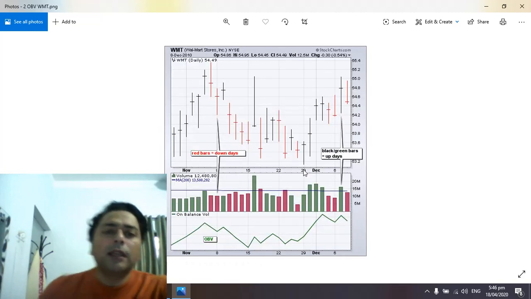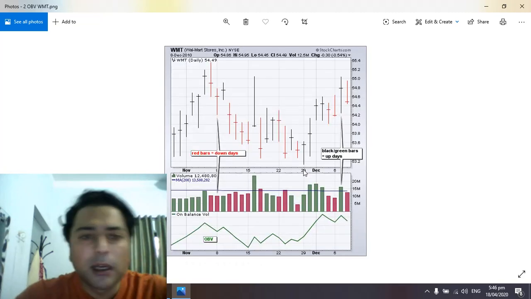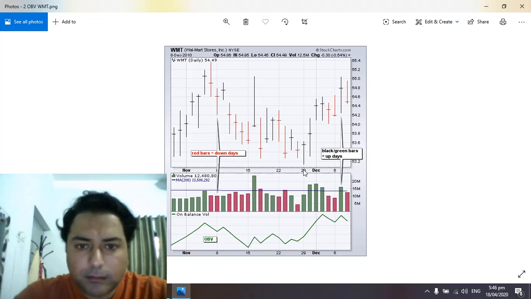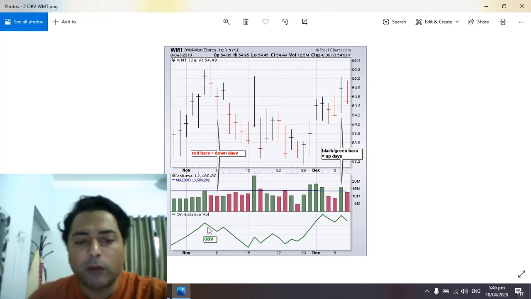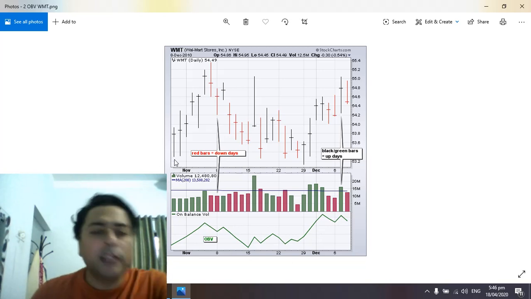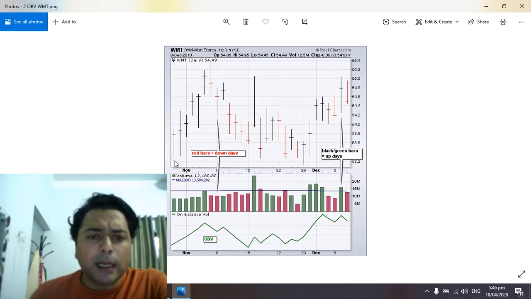Now I can show you the chart of Walmart from November to December. We can see how the price has moved, fluctuated, how the volume is shown in green and red bars, and how the OBV line has moved in an upward trend, then a downward trend, then in a trading range, then again an upward trend. As you can see early on in the November period, the price is moving up in a rally, in a trend. So does the OBV line, and the volume bars are green.